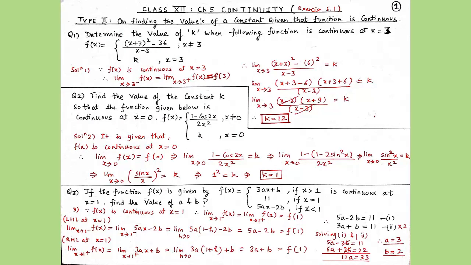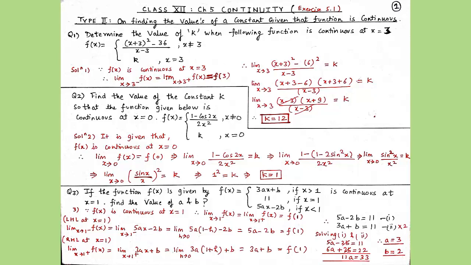And now student, our next type of questions are based on finding the values of constants. So in this type of question, we have to find the value of a constant and the function is already continuous. So our first question from type 2 is: determine the value of k when the following function is continuous at x equals 3. So our function f(x) is equal to (x plus 3) whole squared minus 36 upon x minus 3 if x is not equal to 3, and k if x is equal to 3. Students, I have already told you the meaning of x not equal to 3: it means we have to check it for x greater than 3 or x less than 3.